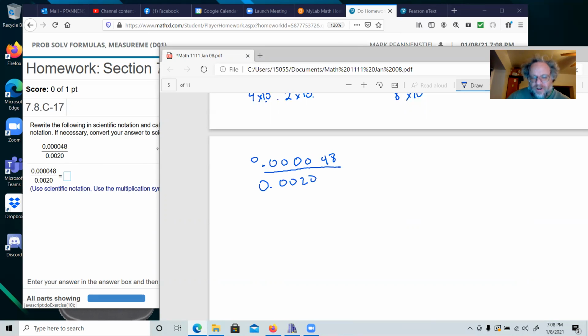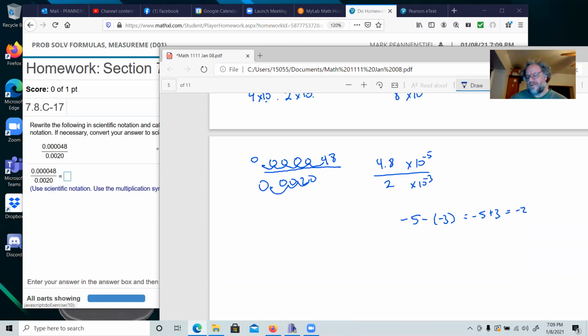0.0020. We put on my leading zero. We don't count the leading zeros for scientific notation. Okay, so we have 1, 2, 3, 4, 5. We have 4.8 times 10 to the negative fifth divided by 1, 2, 3, so we have 2 times 10 to the negative 3. Okay, and division, right? We subtract them. So we have -5 minus a -3. So that's still going to be, right, -5 plus 3, that's going to be -2.